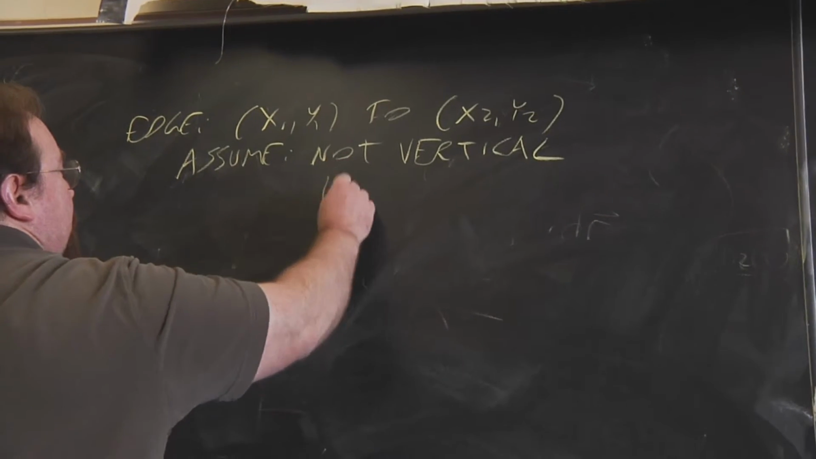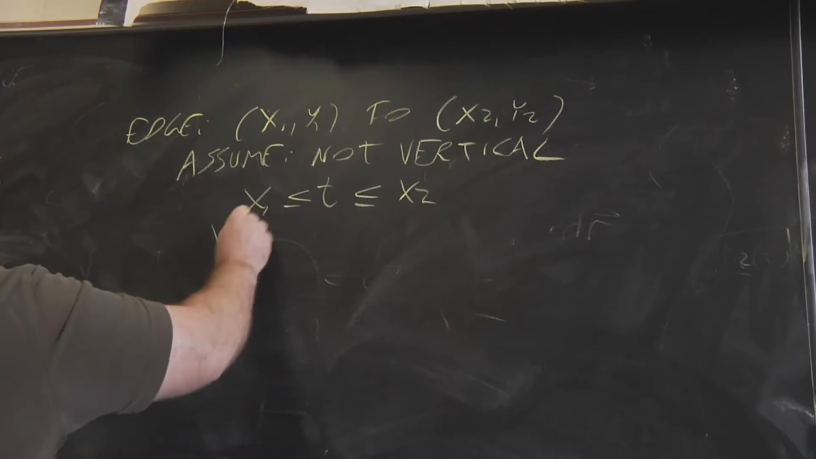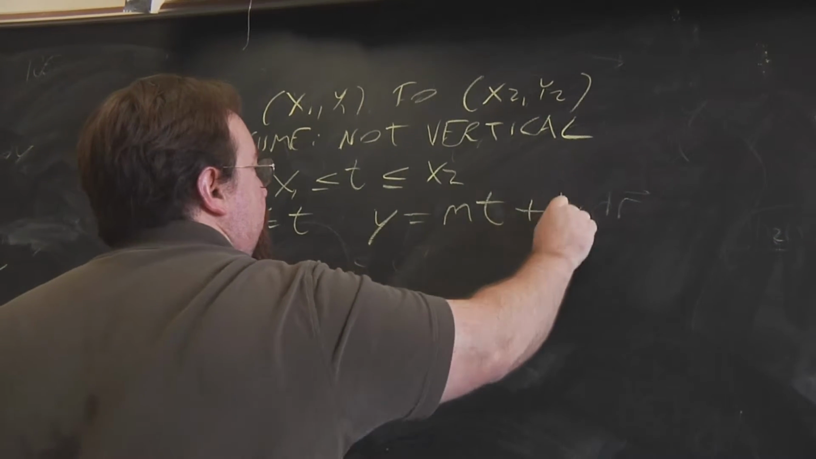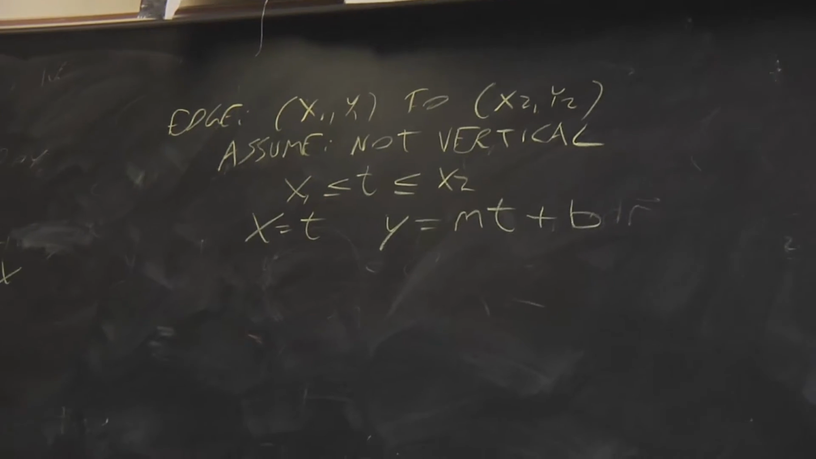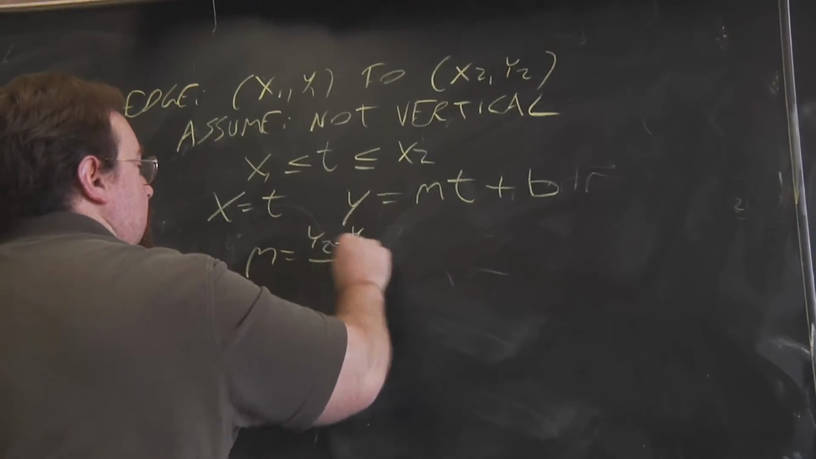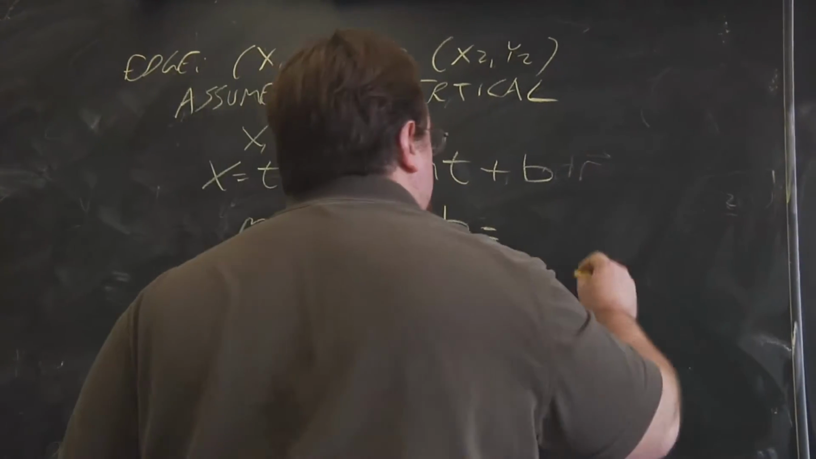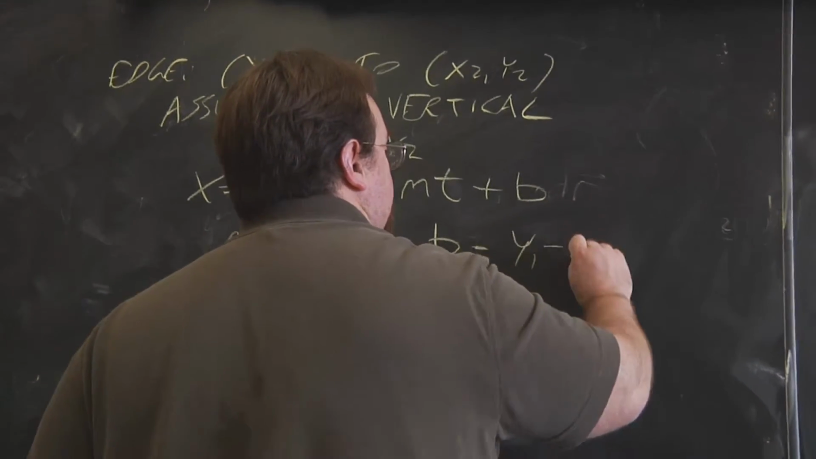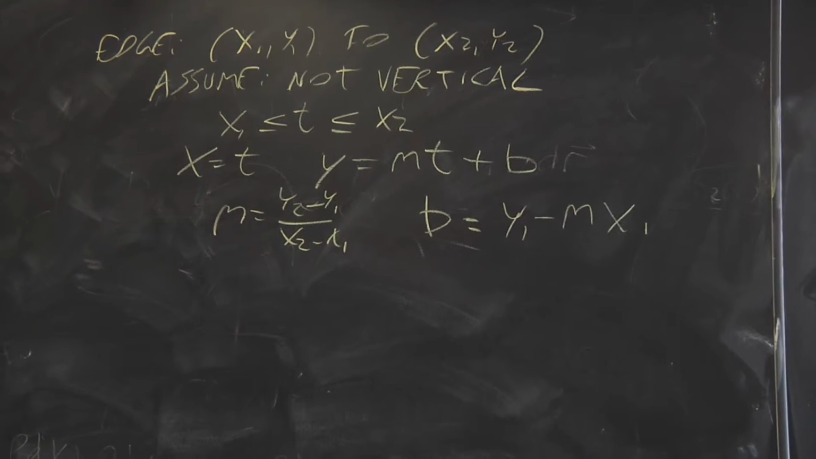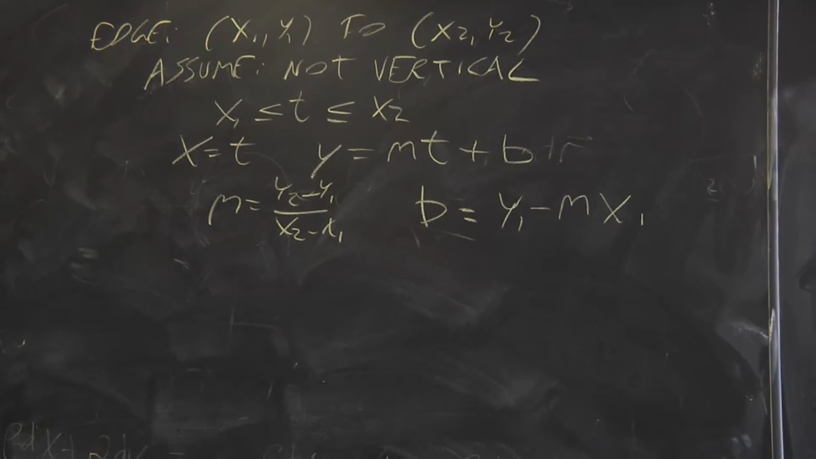So we'll let a parameter t go from x1 to x2. Then x will just be t, and y is going to be mt plus b. This is the standard slope-intercept form of the equation of a line. So m is the slope, and b is the y-intercept, so that's going to be y1 minus m x1. All right, so now what we can do is evaluate this line integral.